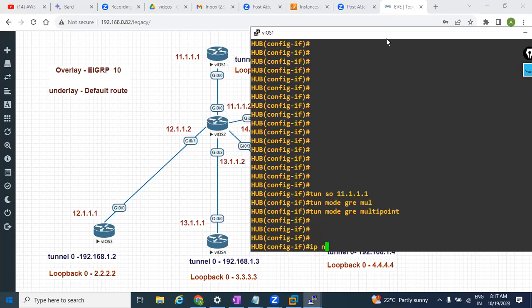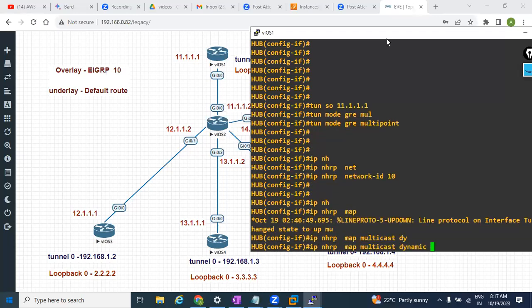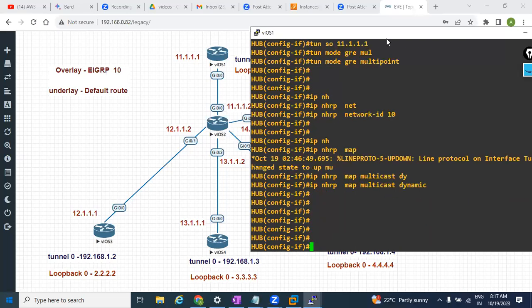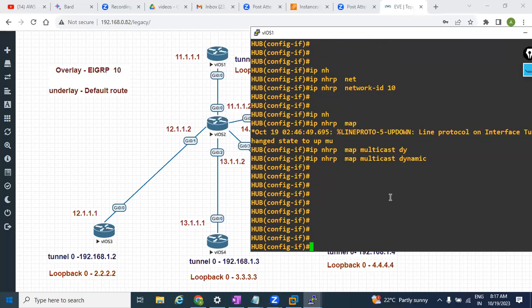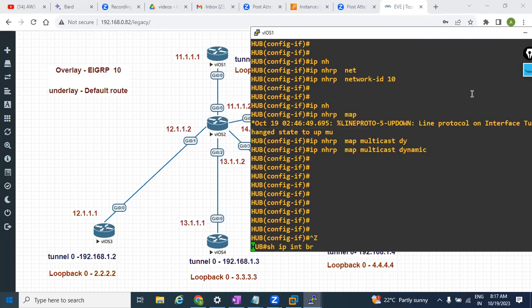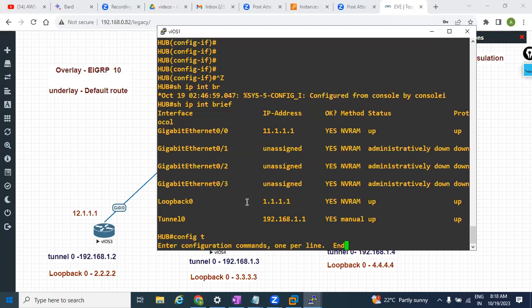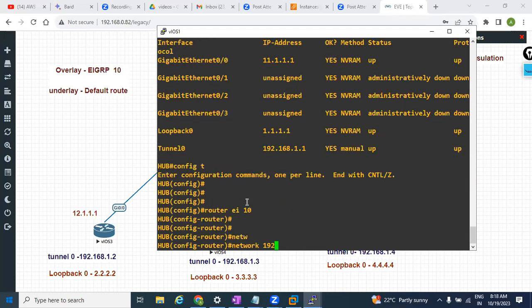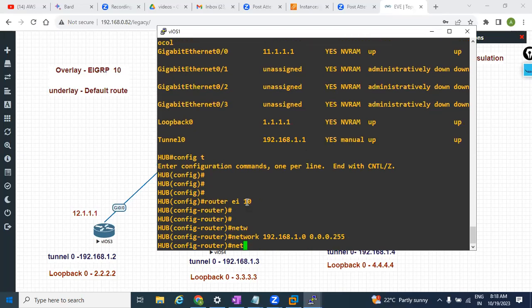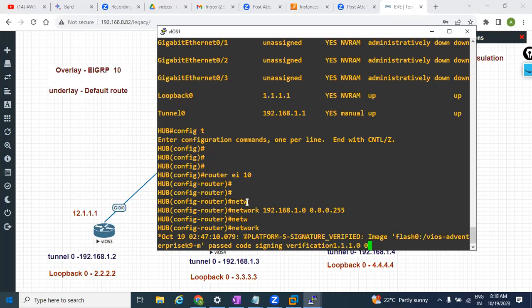After that, IP NHRP network ID 10. This is my hub here. So I need the command IP NHRP map multicast dynamic, that is only needed here. That's it. Now show IP interface brief, the interface is up. Along with that, router EIGRP 10, network 192.168.1.0 with wildcard mask, network 1.1.1.0, like that.